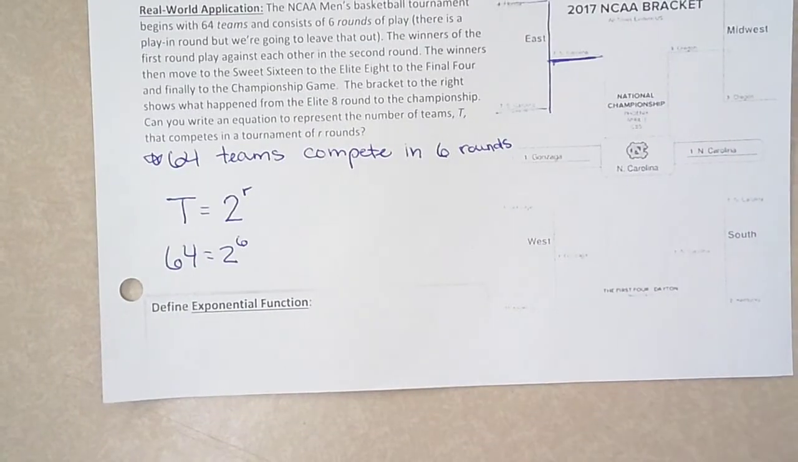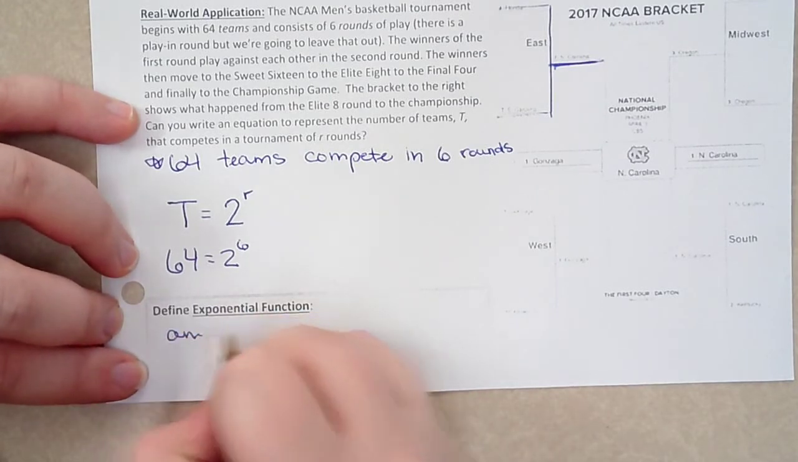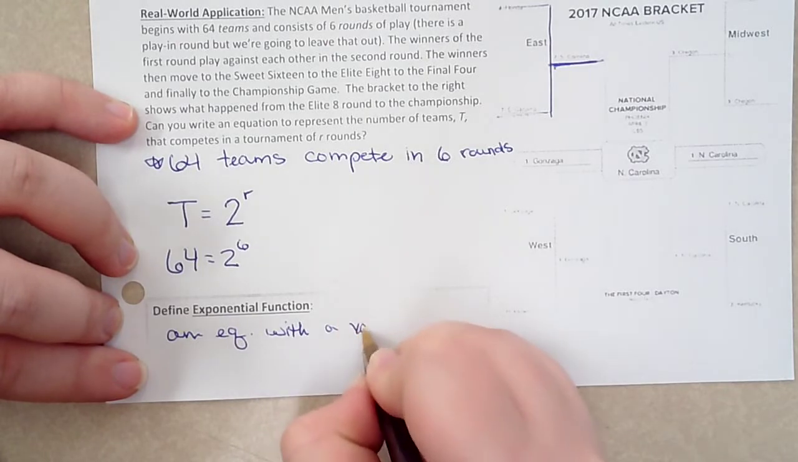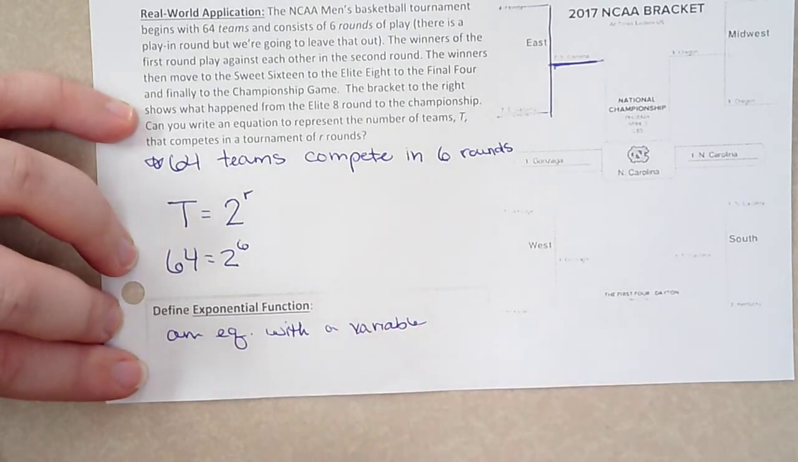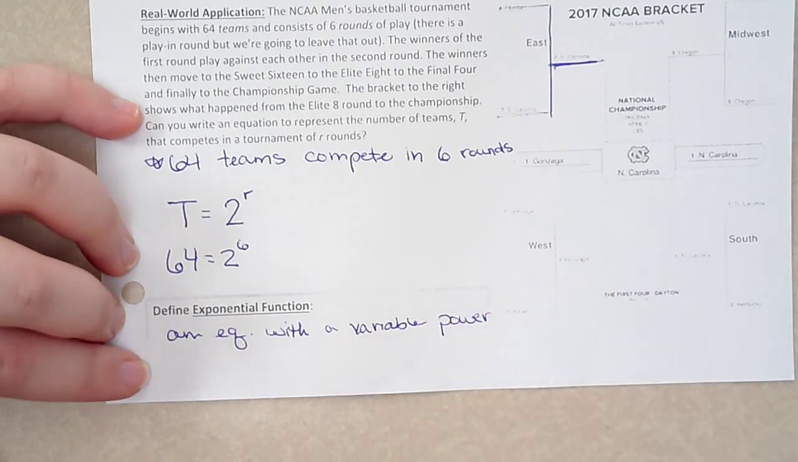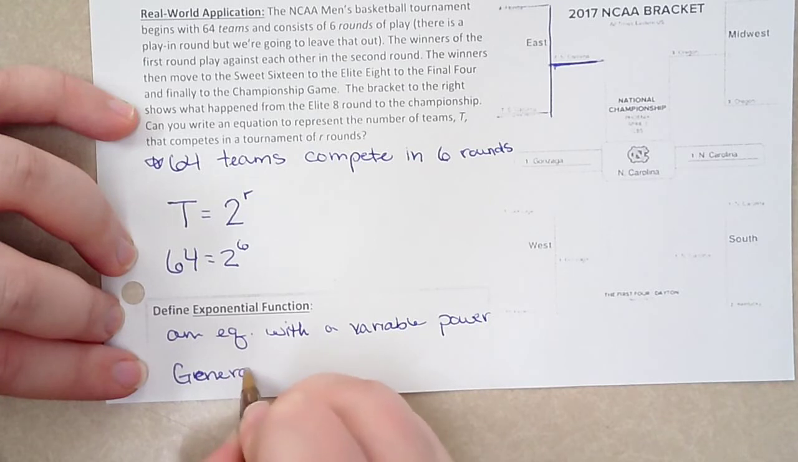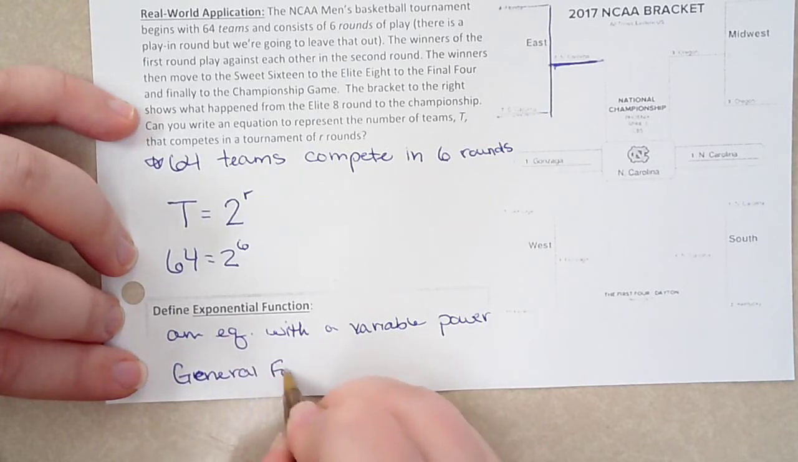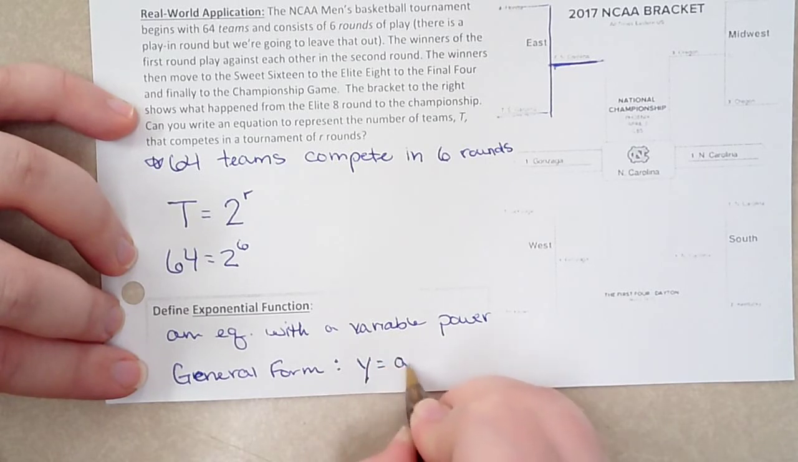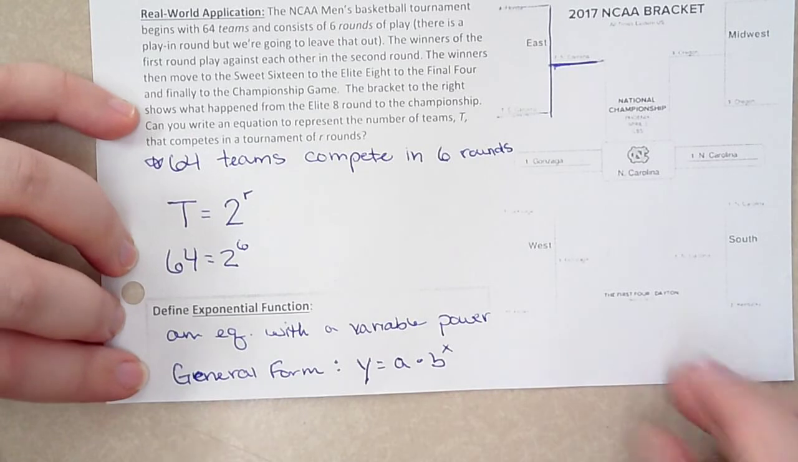All right, we're going to now define an exponential function. So an exponential function is an equation with a variable power. And variable power just means exponent. And the general form, I think, is what's more important in this case, because this is what we're going to be working with a lot more. And it's y is equal to a times b raised to the x.